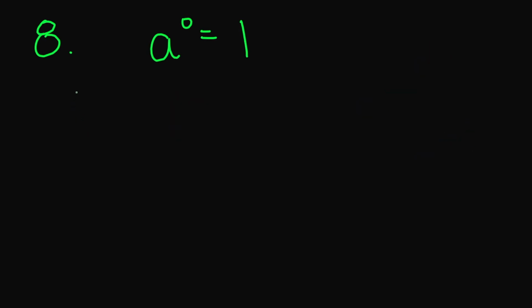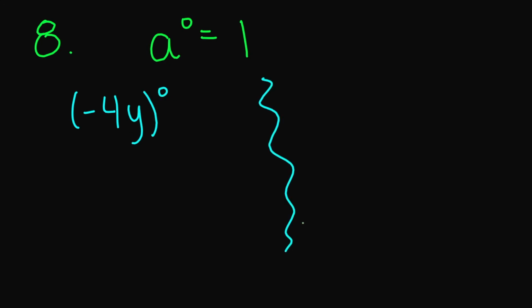Let's say we had (-4y) to the 0 power, and then let's try on this side: we're going to have -4 without the parentheses raised to the 0 power. Your answer here is going to be 1. But let's say we didn't know that. Let's say we actually did try solving this. Let's see what we're going to get.